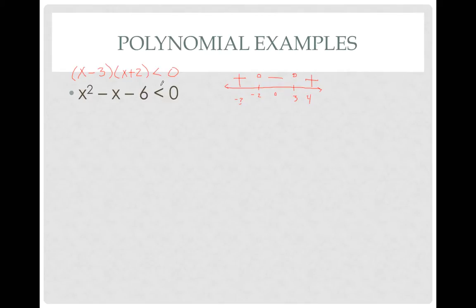And I want to know where is the function less than 0. Well, in this case, my answer is from -2 to 3 uninclusive.